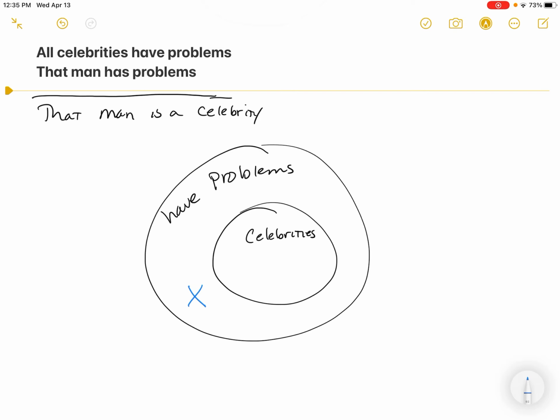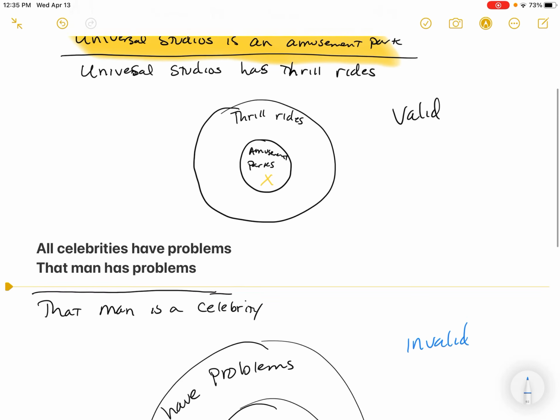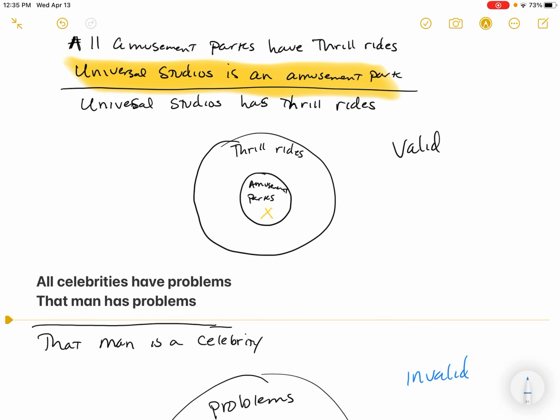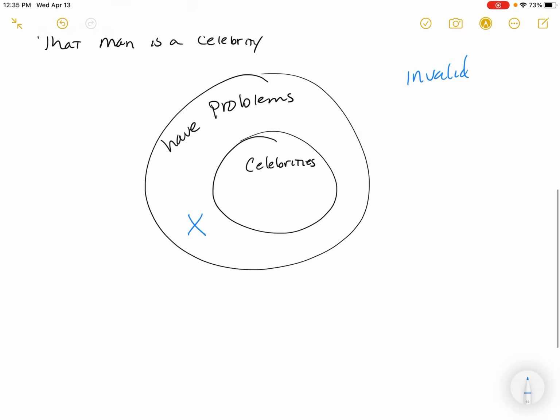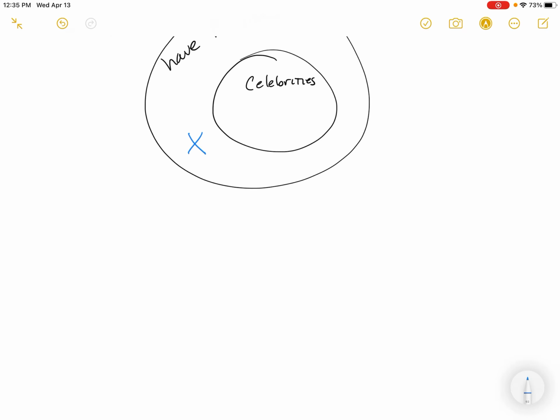The man doesn't necessarily have to be a celebrity to have problems. He could be in the have problems area, but not be a celebrity. So they'll say that this is invalid because that X does not have to be in celebrities. Up here, that X had to be in amusement parks and therefore needed to be in thrill rides, so it was valid. And so you're going to go through and look at each one of those. Let's look at something else here.